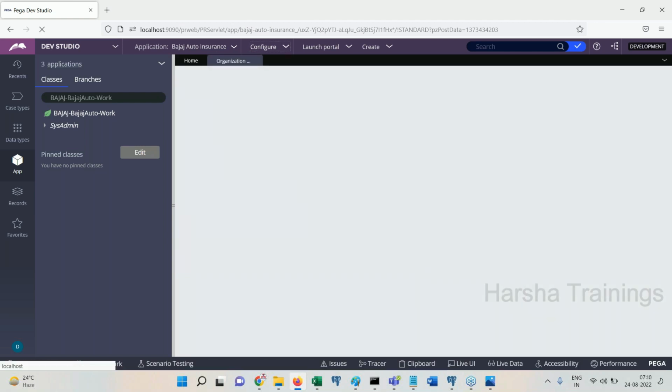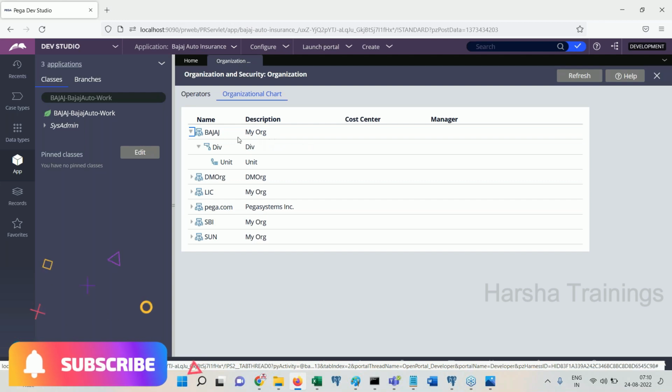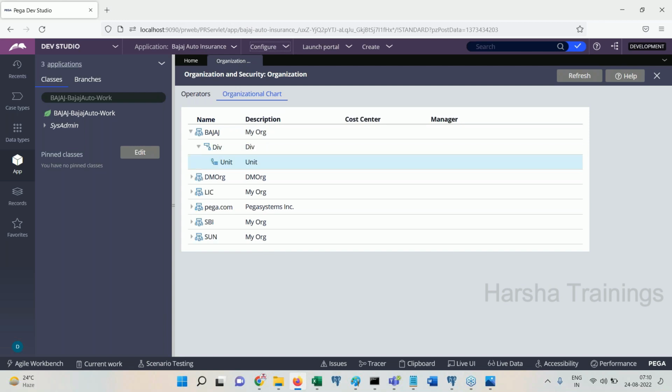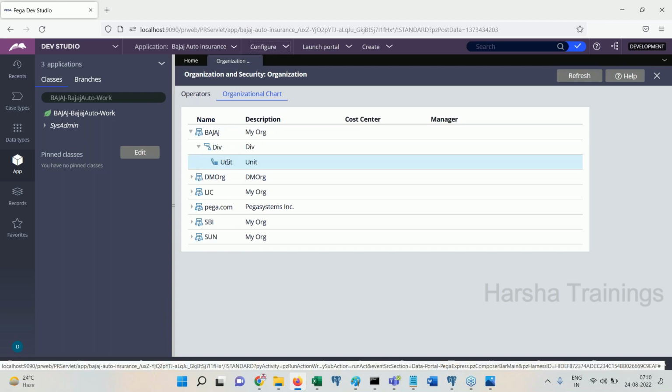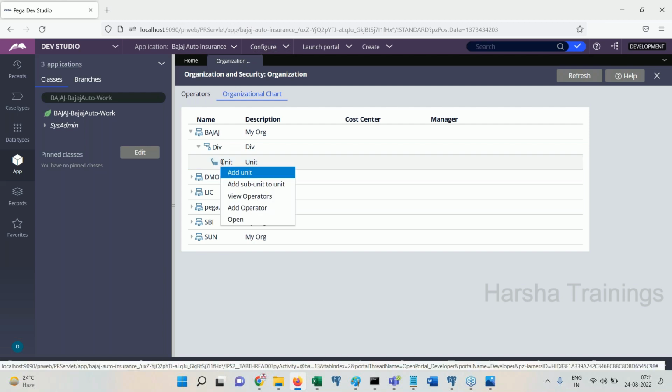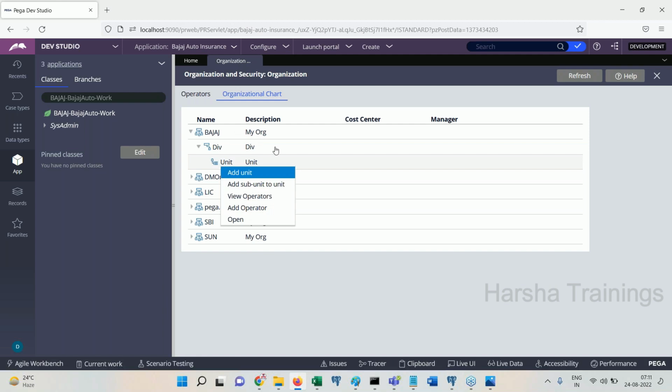Okay, this is our application, right? Don't bother much about this navigation. It is not required now. Just look here. We created Bajaj, and I did not specifically mention any separate name for division and unit, so PRPC by default has taken div and unit. So we got an organization Bajaj. Under that we got a division div. Under that we got a unit. You would have changed these names at the time of creating your application. We did not change it, but that is okay, you can change. And here you can add a subunit if you want to add. All this is going to help you to properly structure your business.